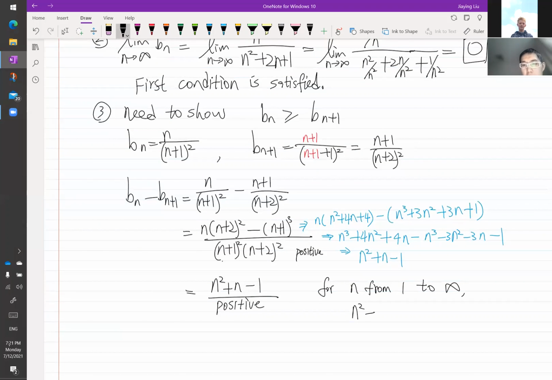Well, n squared plus n minus 1, the smallest value is when n equals 1. When n equals 2, it increases. So when n equals 1, we get 1 plus 1 minus 1 is 1. And then when n equals 2, we get 4 plus 2 minus 1, that's more positive. So this expression is always positive. So the numerator is always positive for all n greater or equal to 1. The denominator is already positive, therefore the difference is positive.